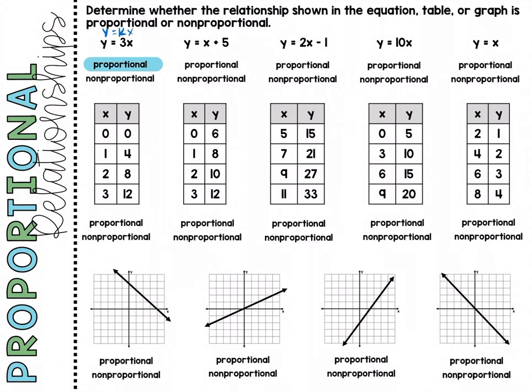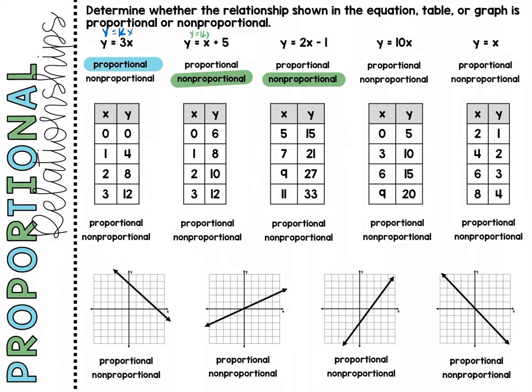y equals x plus 5, that does not fit y equals kx. We don't have any addition on there, so that means that one is non-proportional. It's linear, and we'll learn about that later in the year, but it's not proportional. This one is not proportional because if it was just y equals 2x, like we got rid of the minus 1, then yes, it would be. But because there's that minus 1, it doesn't fit the format, so that means it is not proportional.